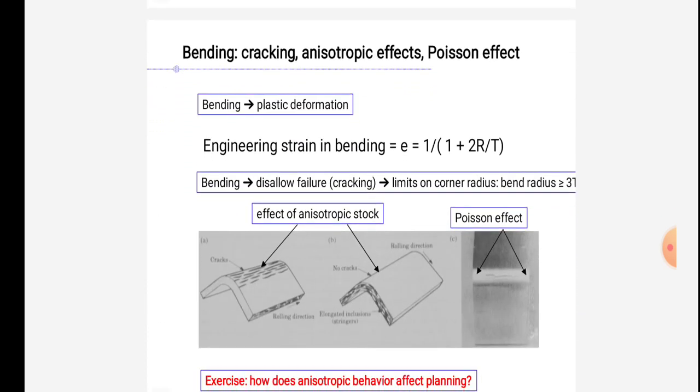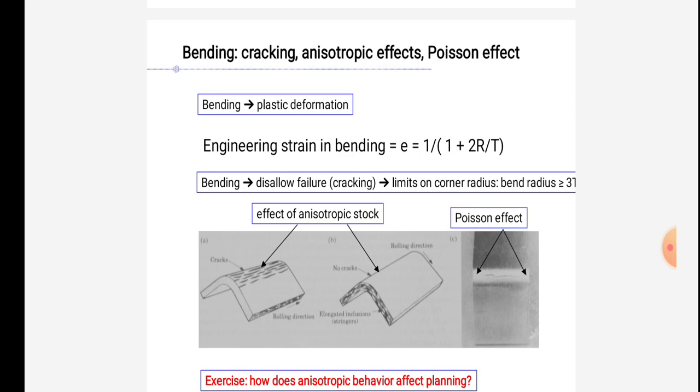Bending, cracking, anisotropic effects, Poisson's effect. Bending, plastic deformation. Engineering strain in bending is e = 1 / (1 + 2R/T). Bending is given by this; shallow failure, cracking, limits on corner radius, bend radius, etc.